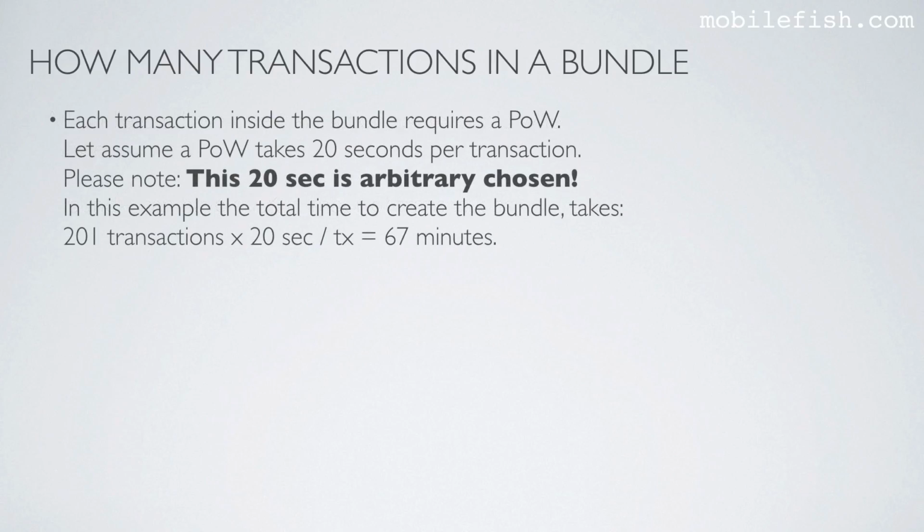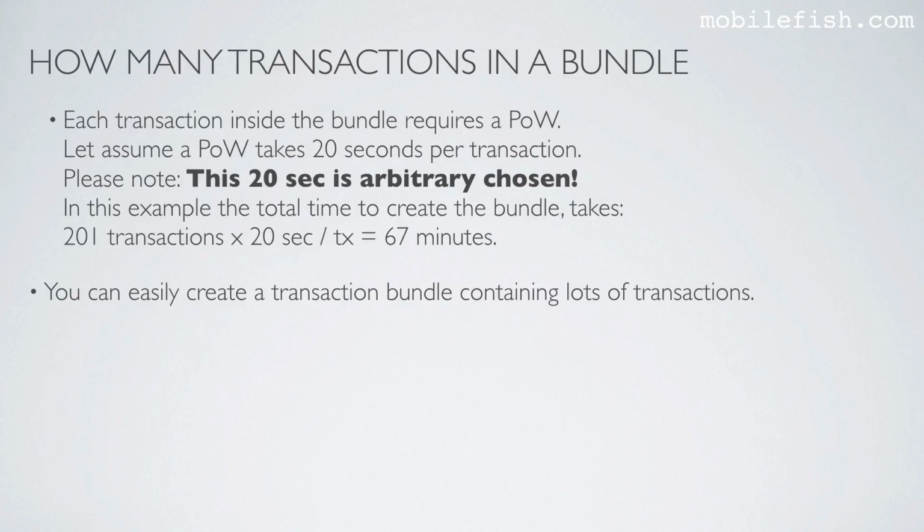Each transaction inside the bundle requires a proof of work. Let's assume a proof of work takes 20 seconds per transaction. Please note this 20 seconds is arbitrarily chosen. In this example, the total time to create the bundle takes 201 transactions times 20 seconds equals 67 minutes. You can easily create a transaction bundle containing lots of transactions. However, watch out for the proof of work.